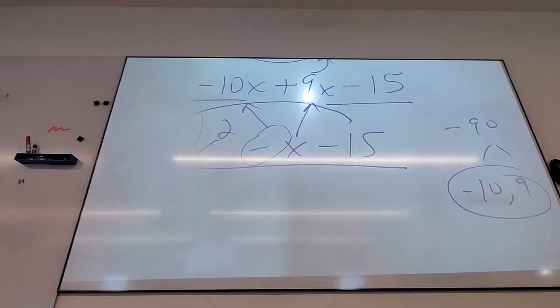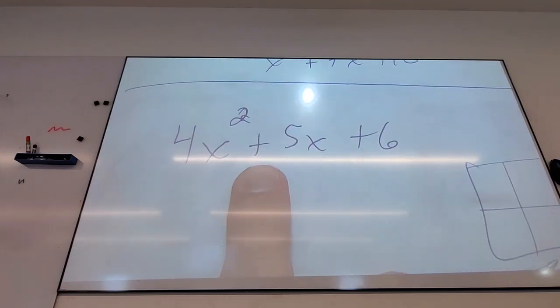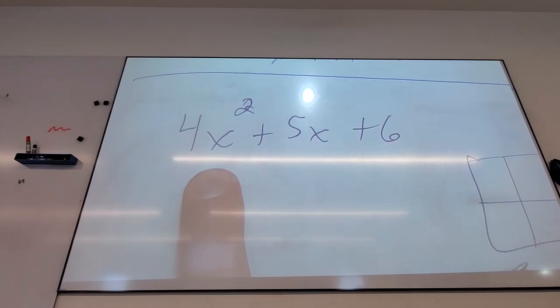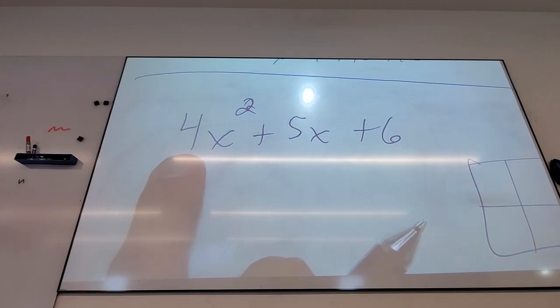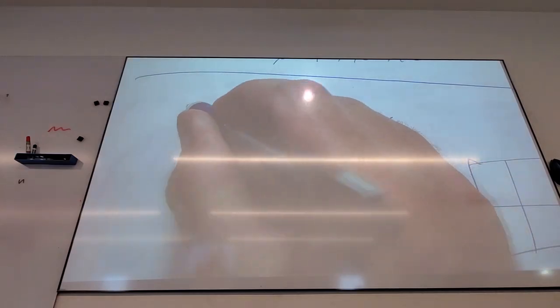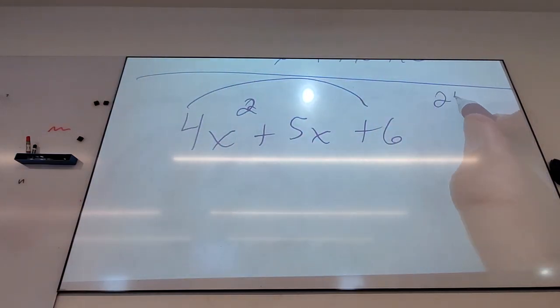So let's try this one. What's the first step on this? Is the first number a 1? Is there a GCF? No. So if you see a 4 there, you're like, let me take a 4 out. No. So what do I have to do with the 4 then? What's the very first step? 4 times 6 is 24. That's insane.